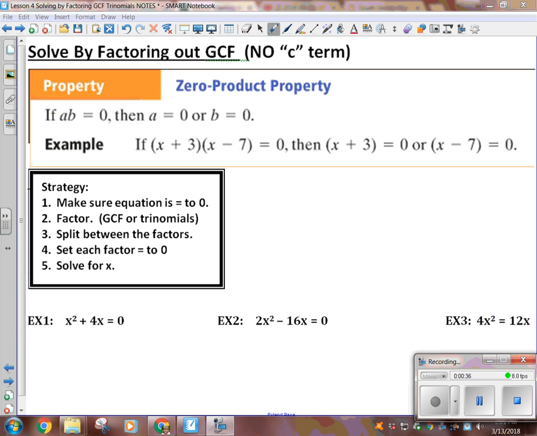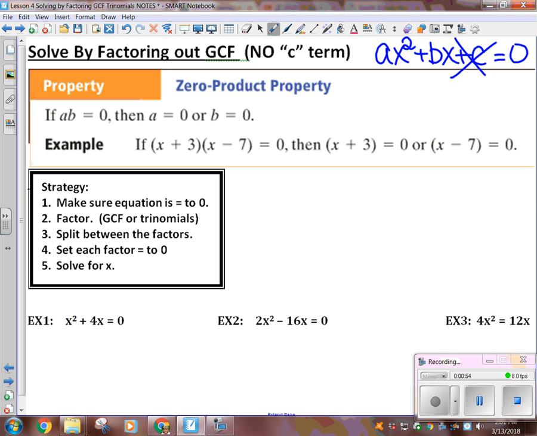I want to talk to you about factoring out the GCF. When you do GCF, you have no C term. So if I go in descending order, some number A in front of x squared, plus some number B in front of x, plus some number C at the end, and of course we do want these equal to 0, these first few problems are not going to have any C. So it's different from the ones we just did, so that's why we're using a different method.